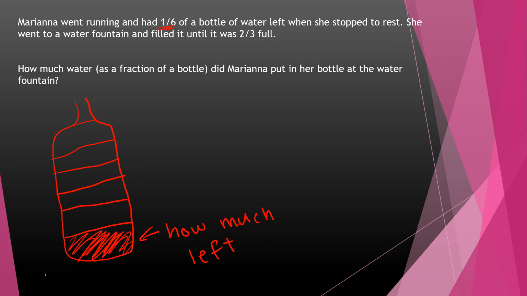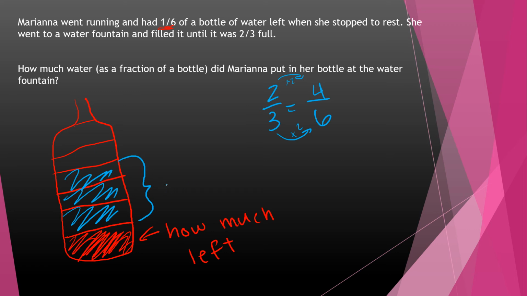So if she's filling it until it's 2/3 full, I'm going to take 2/3 and make it to where I have a common denominator so I can use these 6 separate sections. So to go from 3 to 6, I would multiply by 2. So I'm going to do the same thing up top. So I have 4/6. So she filled it until 4 out of 6 of these sections were full. So she already has one section down here, so I need to do 2, 3, and 4. So these 3 sections is how much she filled.